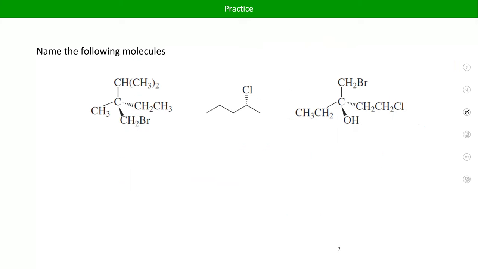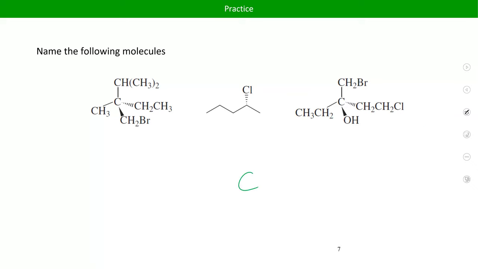All right, let's practice this second one, because this is the one that's going to require us to redraw it first. We can assign priority before we start redrawing, but it can be helpful also in terms of assigning priority. So start by redrawing it, and it can be in the same positioning. We don't need to rotate this molecule yet.